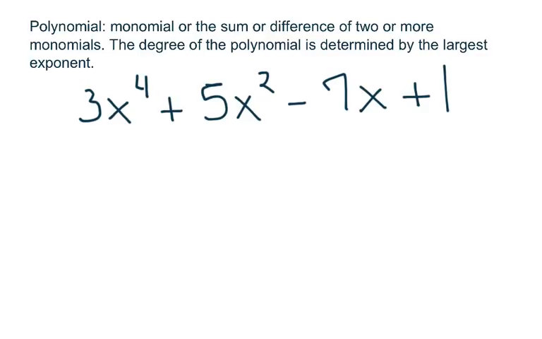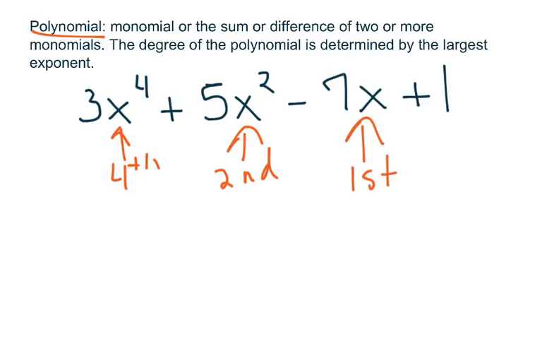All right. Now our next word is polynomial. And a polynomial is a monomial or the sum or difference of two or more monomials. The degree of the polynomial is determined by the largest exponent. So in this case, let's look at our different degrees. 3x to the fourth by itself is a fourth degree monomial. 5x squared is a second degree monomial. Negative 7x is a first degree monomial. And then 1, which is a non-zero constant, has a degree of 0.